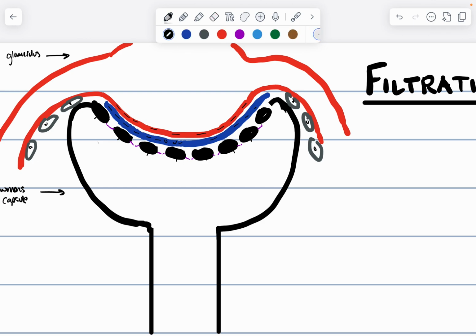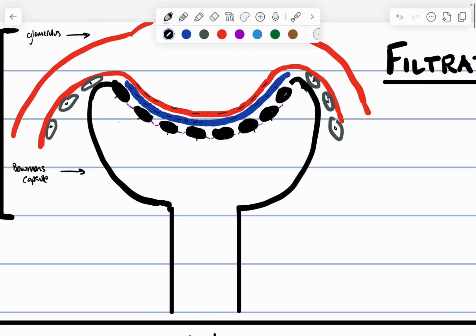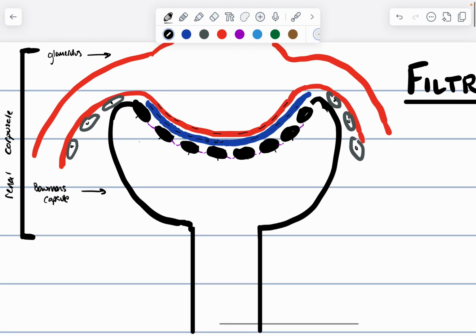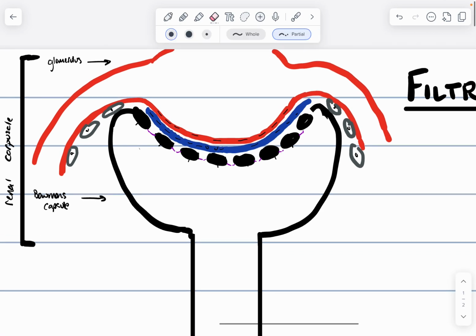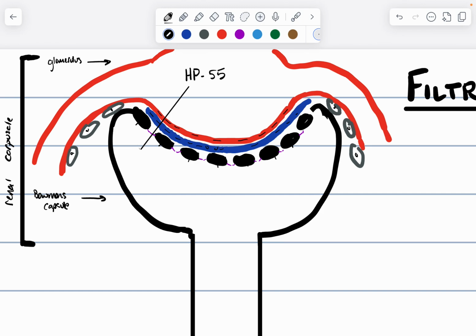Next is going to be our pressures. We've got lots of different pressures we're going to talk about here. We have a hydrostatic pressure similar to capillaries, like we've talked about in other units. We have a hydrostatic pressure in the glomerulus, and that's going to be around 55. Hydrostatic pressure is going to be going out, so that pressure is going that way.